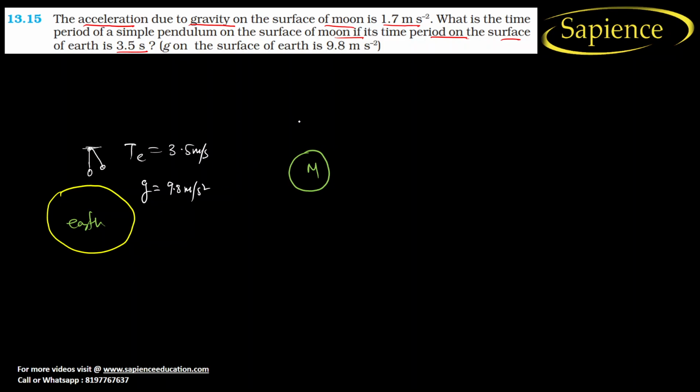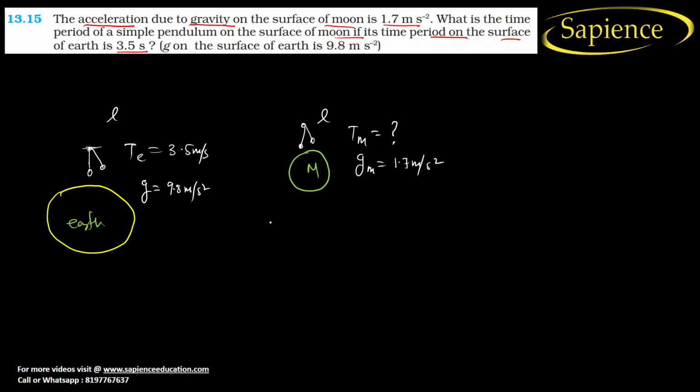Now for the moon. The same pendulum has been kept here on the moon also. The length of the pendulum will be same, but the time period at the moon is what we want to find. What is the time period of the simple pendulum on the surface of the moon? We know that gravity g on the moon is 1.7 meter per second square.